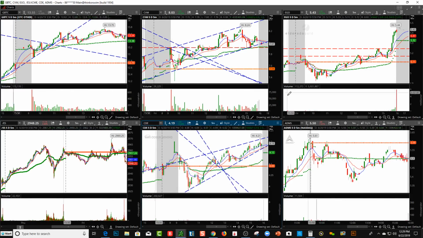And there are patterns within these overall patterns. 9's over the 20 right here. Watch for the pullback to the 9 EMA. See the 9 staying above the 20. And then you can do that ride the 9 strategy.